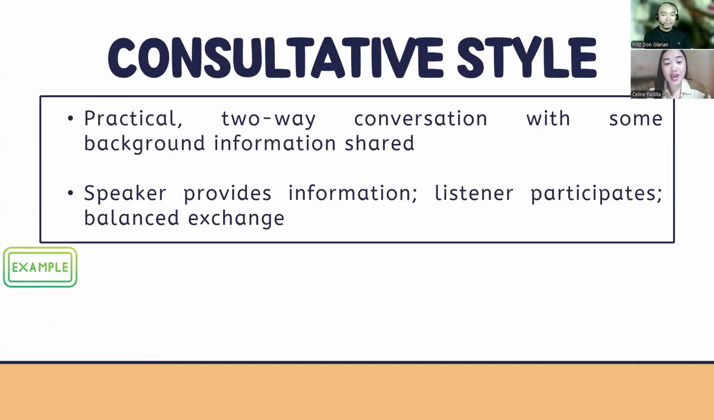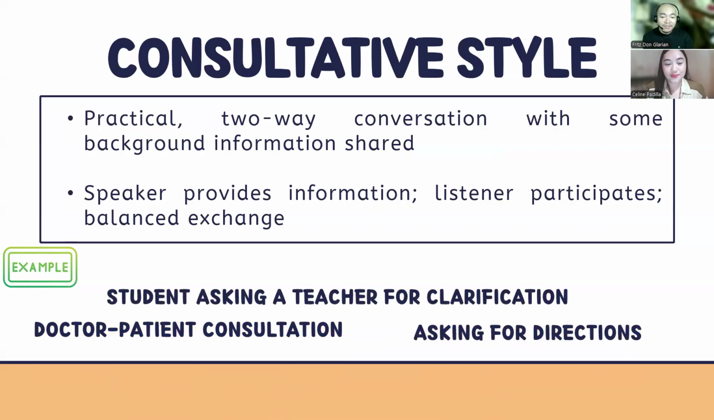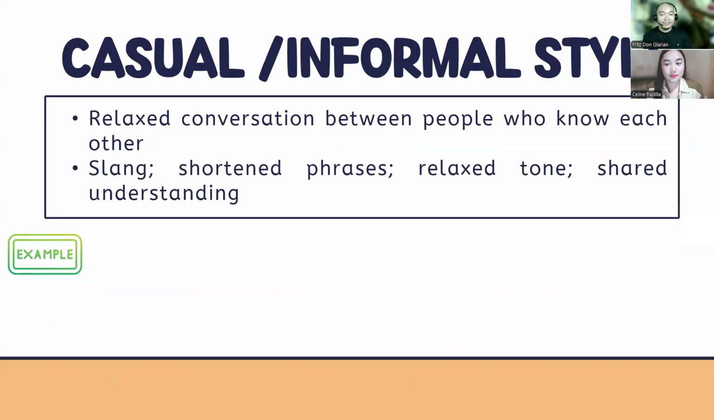Now, the third style is consultative style. This is a practical two-way conversation where some background information is shared. The speaker provides information and the listener participates, and there's a balanced exchange. You use the consultative style when asking a teacher for clarification, during a doctor patient consultation, or when asking for directions. It is collaborative.